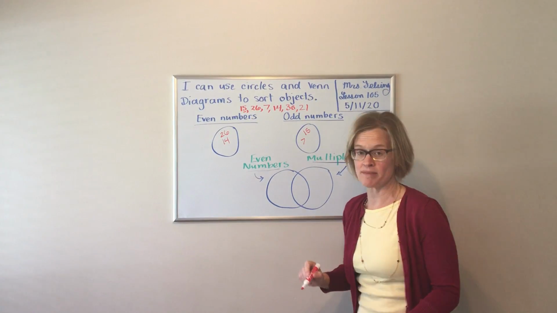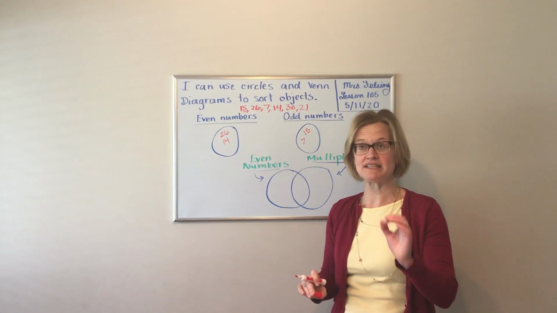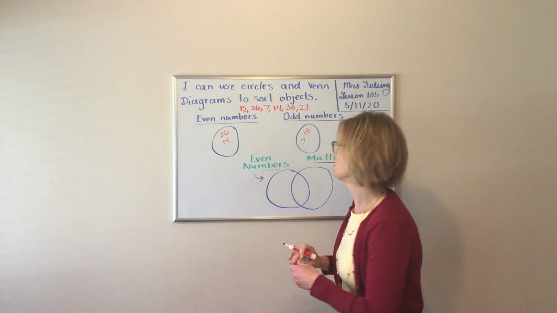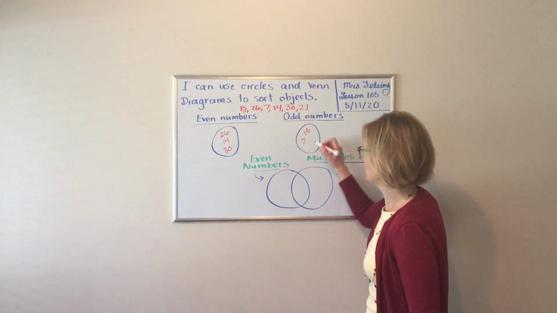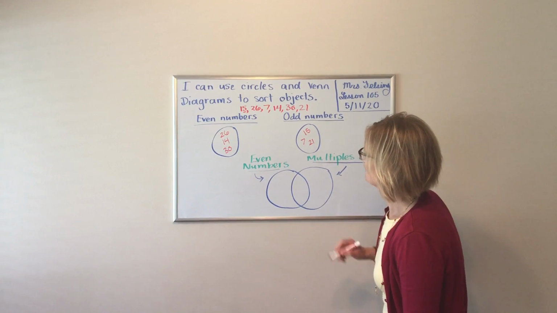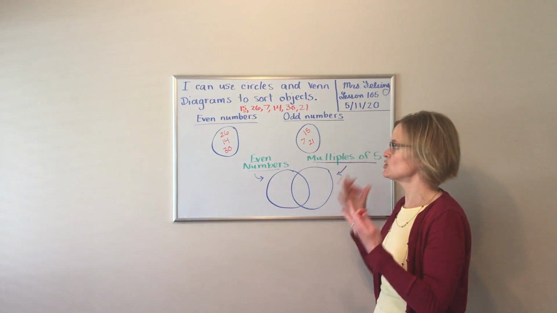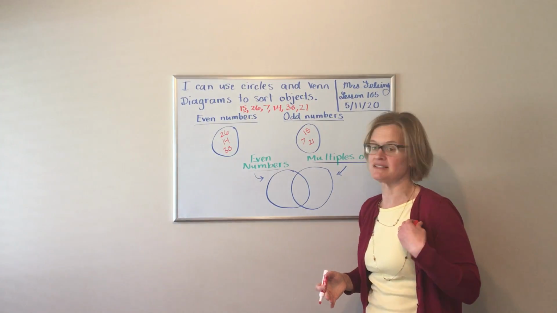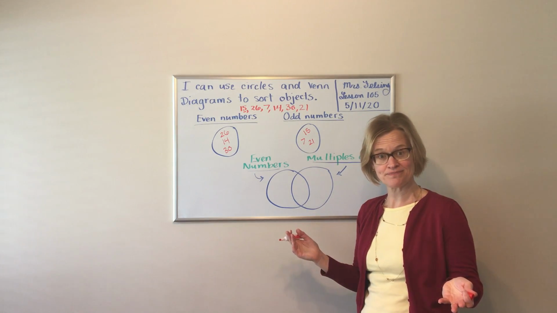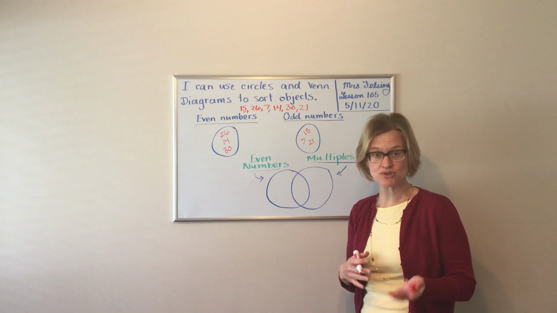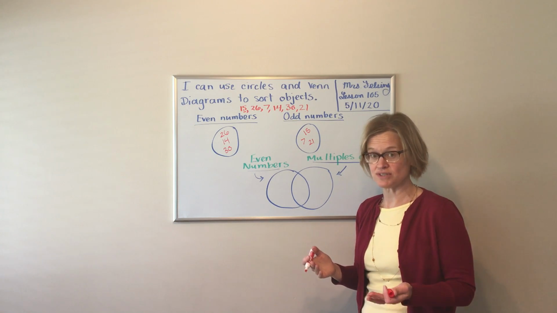30 ends with a 0, remember? 2, 4, 6, 8, 0. So 0 counts as even. And then here, 21, that is odd. So basically what I did is I sorted those numbers, categorized them by even and odd, and put them in the correct circle, right? Easy enough, okay? So that is how you sort objects or numbers using circles.